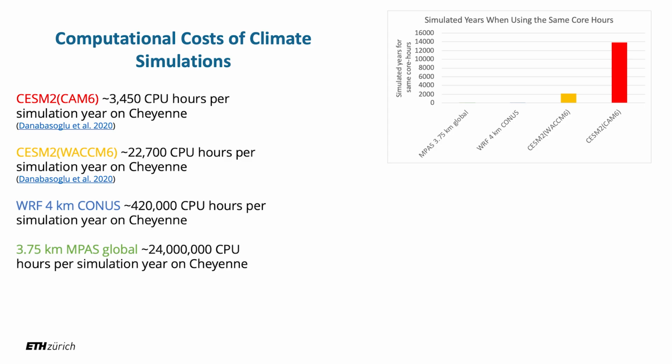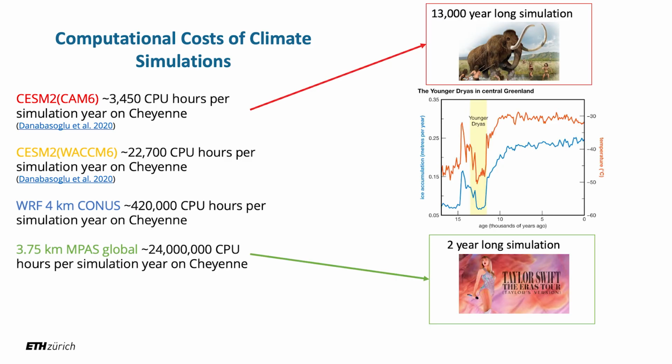Just to put this into context, if you have the same computational resources, how long could you run each of these models? If you have the resources to run 2 years of this MPAS simulation globally, you could run 13,000 years with the CESM2 configuration that was used in CMIP6. This would bring you back to the Younger Dryas. This is when we had the last cold period, when humans were hunting mammoths.